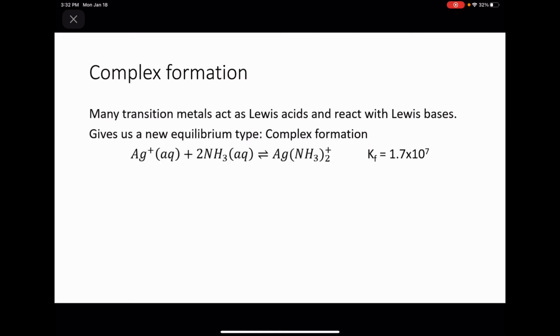And here we have an example. This should be familiar from one of the first videos of the semester, where we have Ag+ as our Lewis acid, and NH3, or ammonia, is our Lewis base. It combines with two of those to form the complex, the silver ammonia complex. That should actually be aqueous in that case. And the equilibrium constant for that is called a formation constant, Kf.